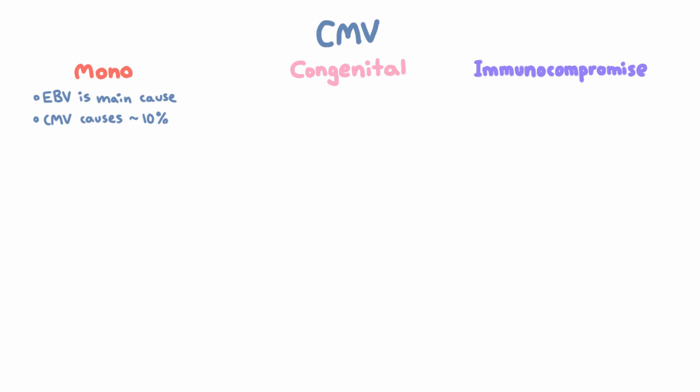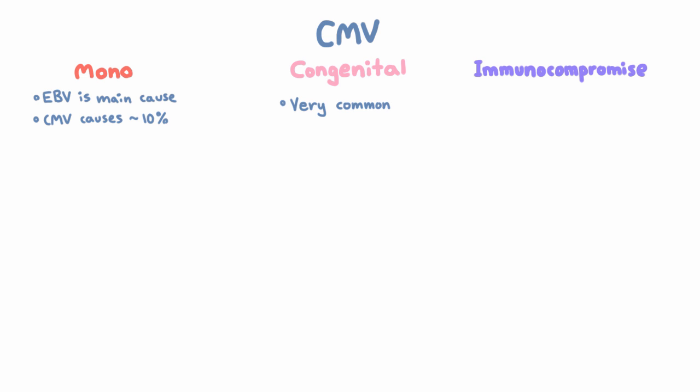So let's move on to congenital infection. And that's actually potentially much more serious. So congenital infection happens when a pregnant woman gets a primary CMV infection or sometimes reactivation. And I'm sure you've heard of Down syndrome. You might have heard of spina bifida or fetal alcohol syndrome. But what you probably don't know is that congenital CMV is more common than any of those.